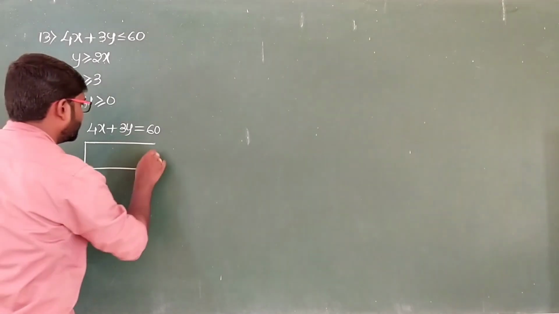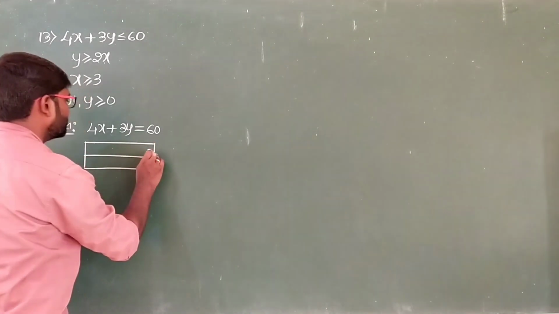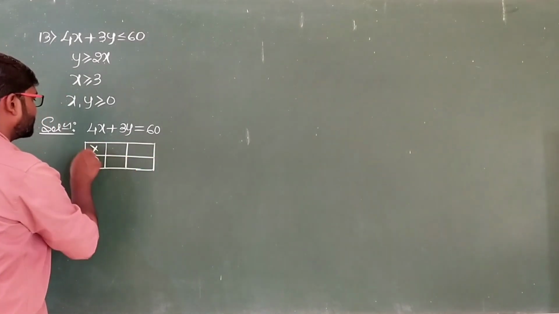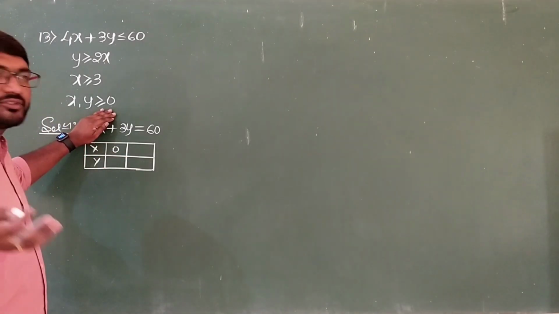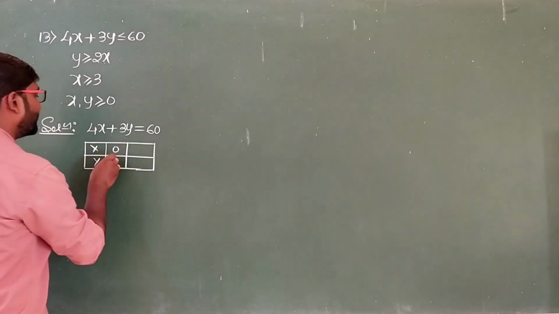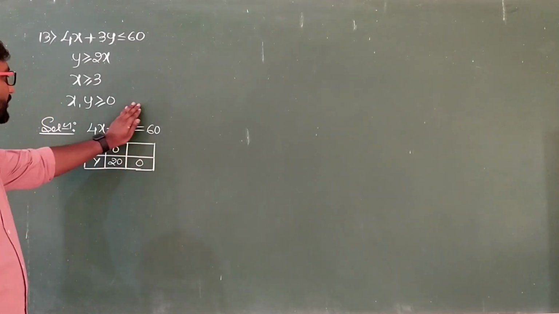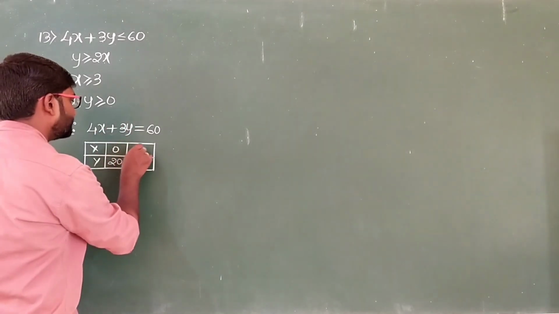Then the table is x, y. When x is 0, what do we have? 3y equal to 60, that means y will be 20. Now when y is 0, what do we have? 4x equal to 60, that means x will be 15.